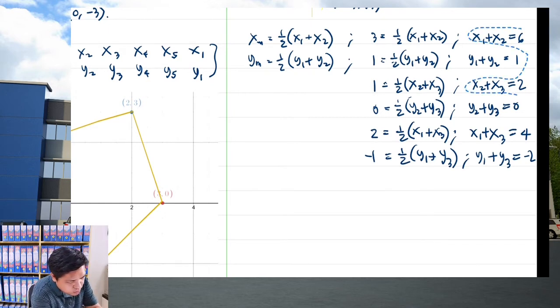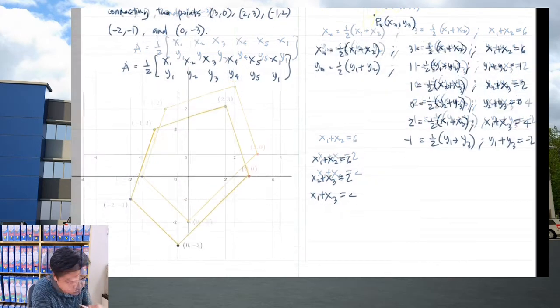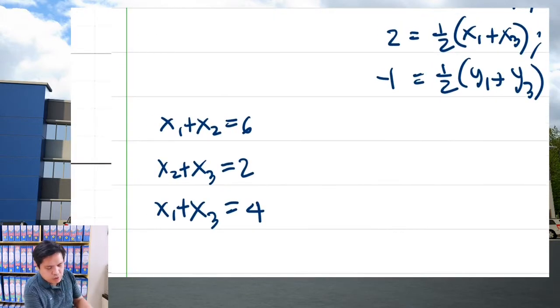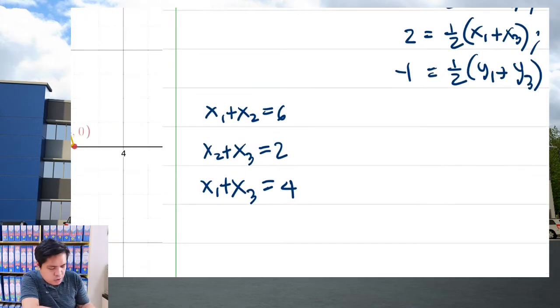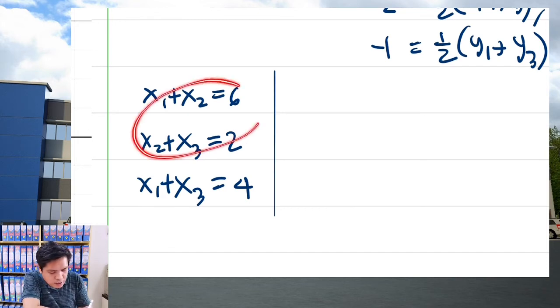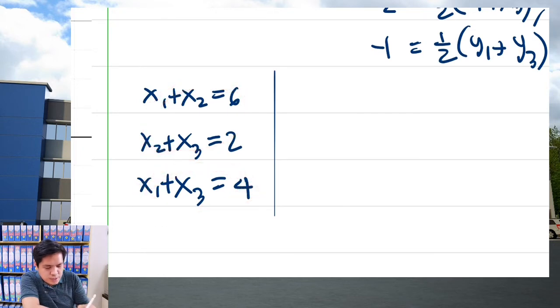So let me copy this. So para sa mga x, paano yan? We have 3 equations for 3 unknowns. So pwede naman tayo mag-elimination lang or just plain substitution. First I'll eliminate x2 here. Or, sige, pwede naman dito. I'll combine these two, then the combination, I'll solve simultaneously with the third equation.